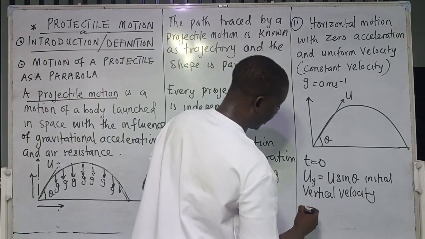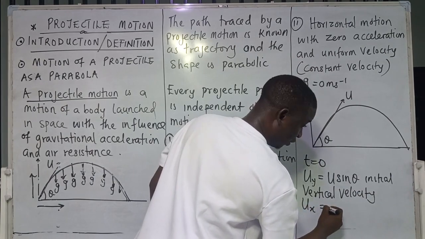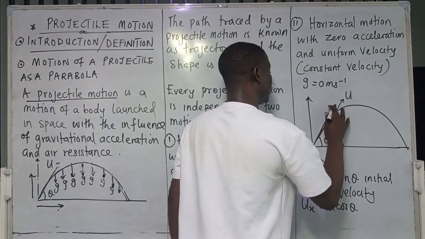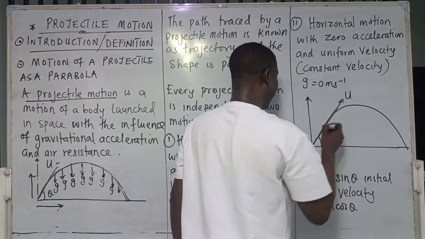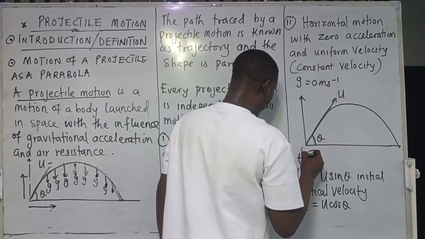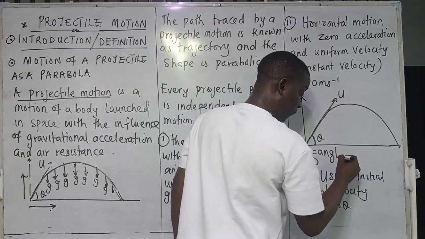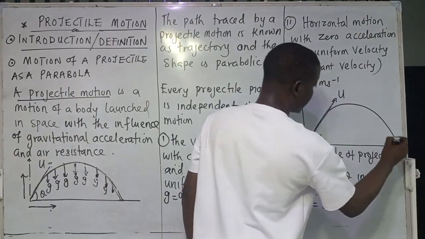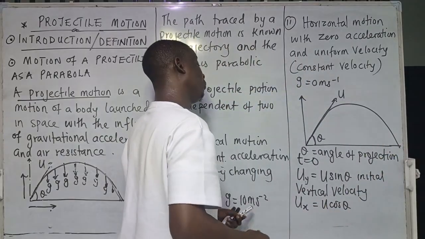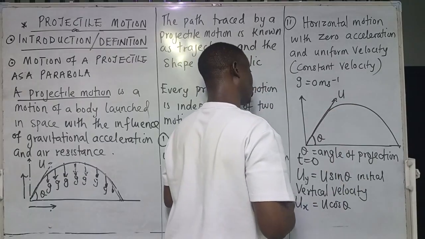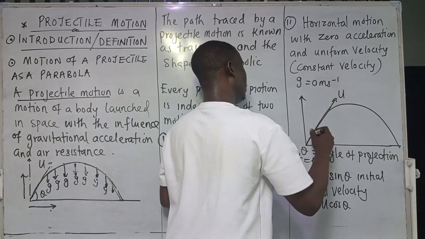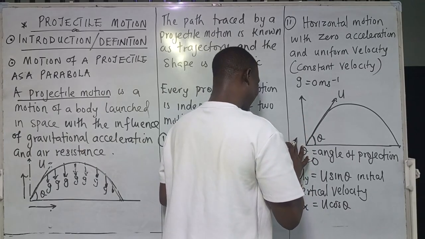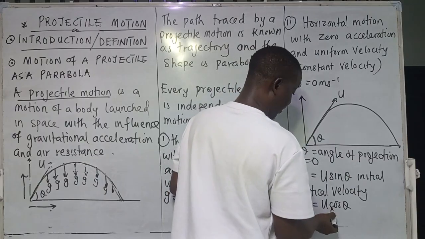Then what is the second one? The initial horizontal velocity is u cos theta. Resolve it into the vertical axis. Don't forget that angle theta is the angle of projection. So if you project it with a velocity of u at an angle of projection, when you resolve it, the vertical becomes u sine theta, while the horizontal will be u cos theta. That is it.